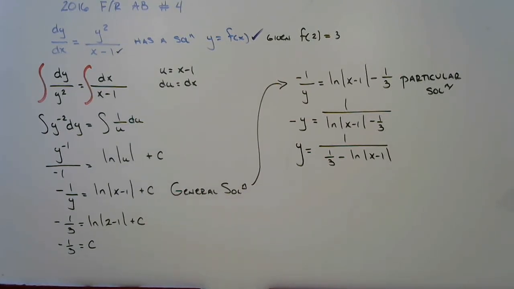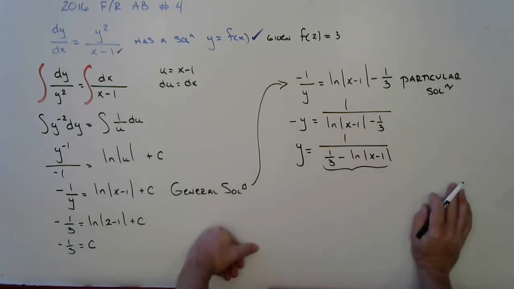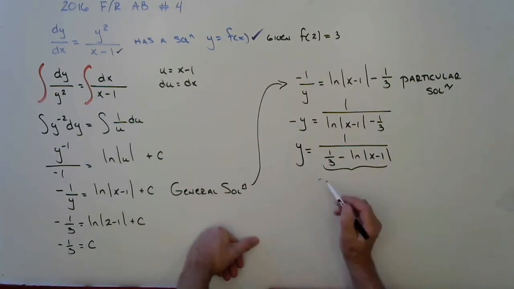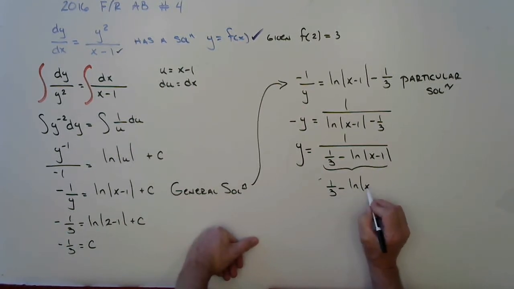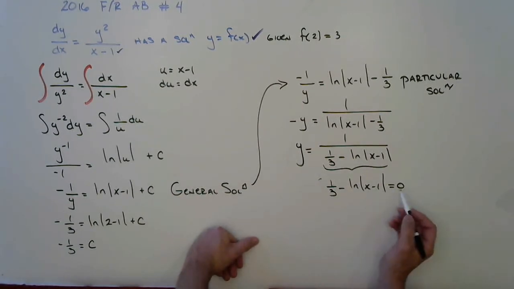Now, what do we have to do? We have to tell them, when is this a valid solution? Because we can't have a 0 here. We can't have a 0 here. So we would have to check to see when 1/3 minus ln x minus 1 equals 0. And we all know where that's going to happen.